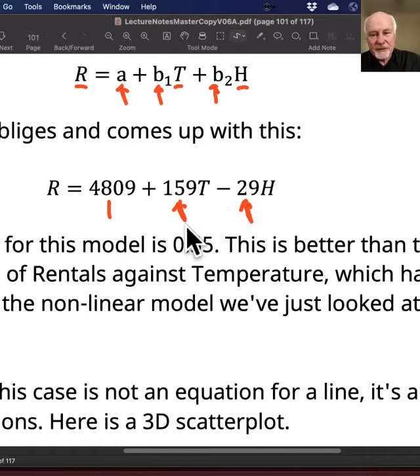So the first thing the coefficients are telling us is that as the temperature goes up, on average, the rentals will go up by 159 per day. And it's also telling us as the humidity goes up, the rentals will go down on average by 29 a day. So the effect of humidity is in the opposite direction to the effect of temperature, and the effect size for humidity is smaller than the effect size of temperature. It's 29 per day for humidity, 159 per day for temperature. Okay.